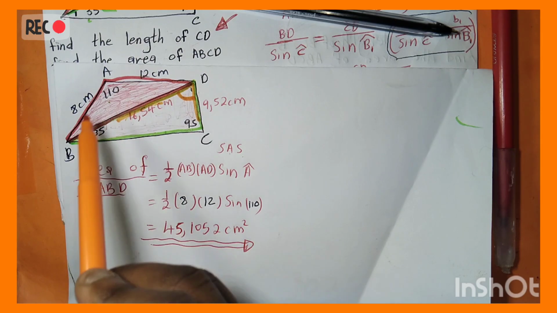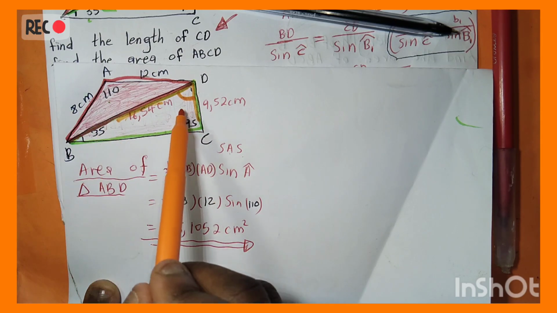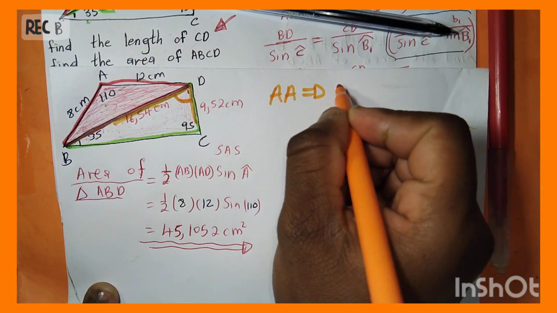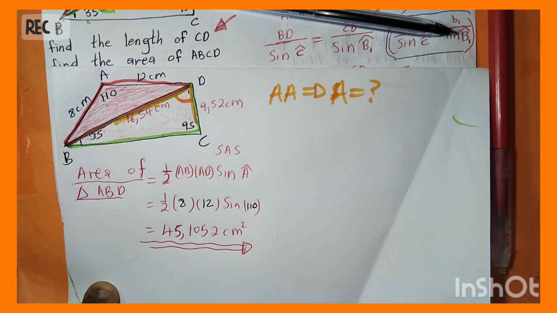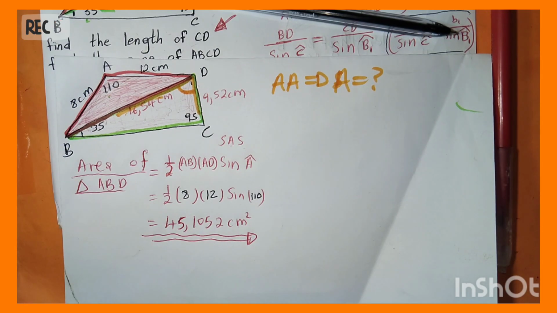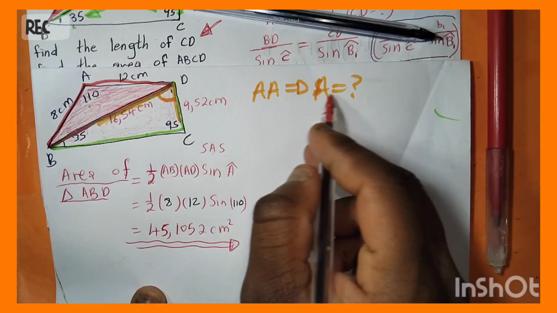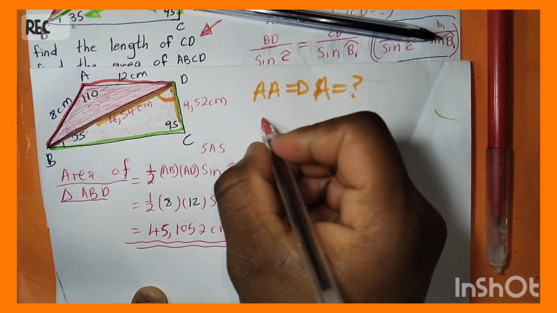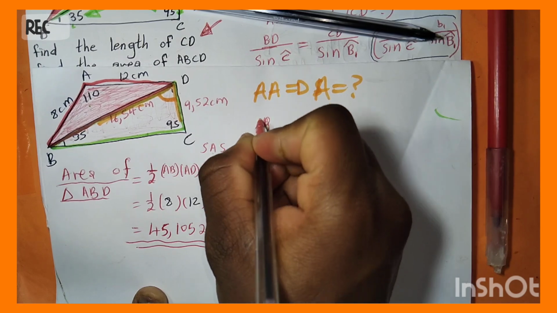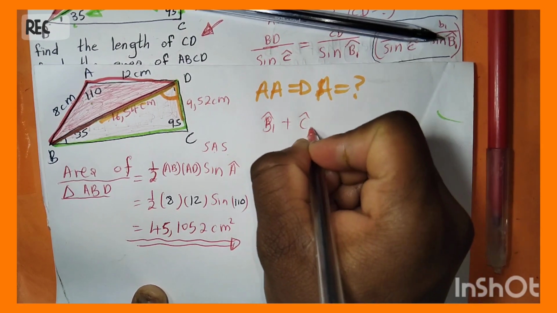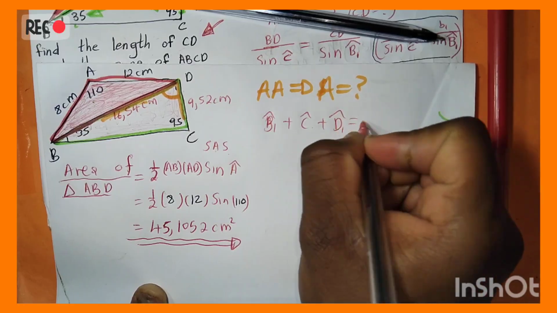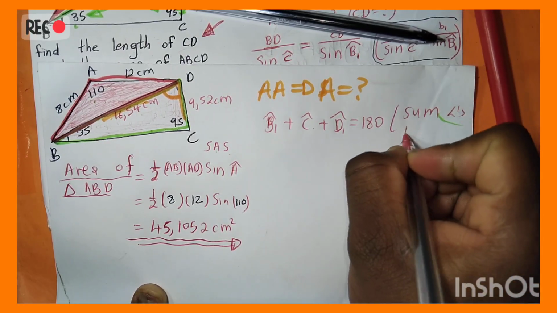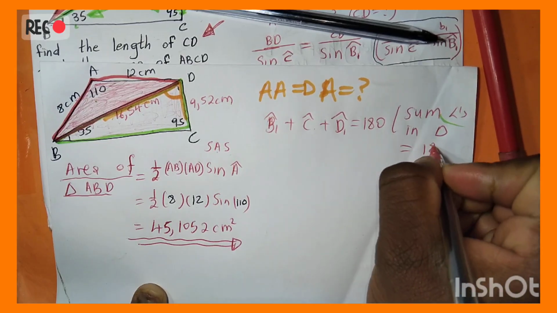For me to know that angle, since I have two angles, it means I can get the other angle. If you have two angles, you can get another angle using the sum of angles in a triangle. So let's apply that. This thing is a condition, by the way. So it means I can say B1 plus C plus D1 gives me 180 degrees. Sum of angles in a triangle gives me 180 degrees.